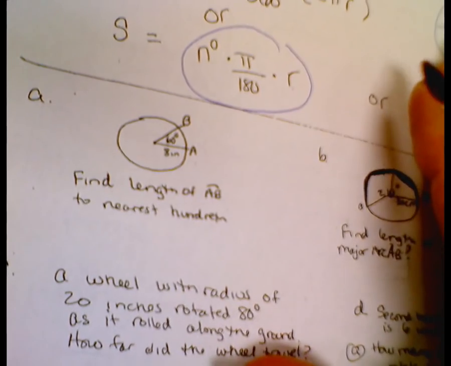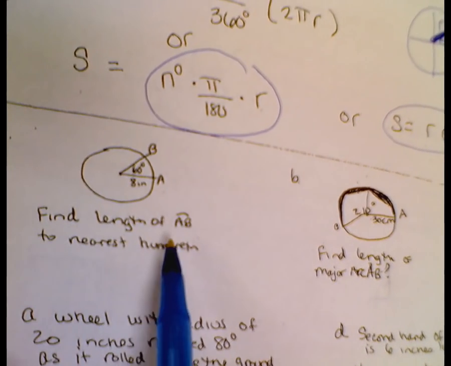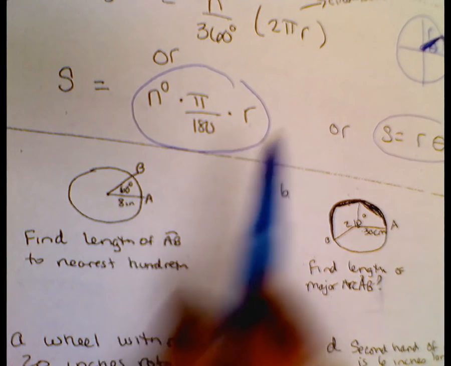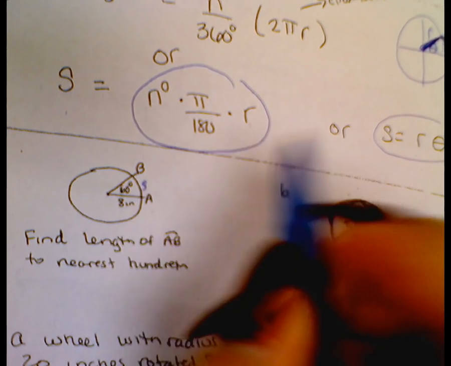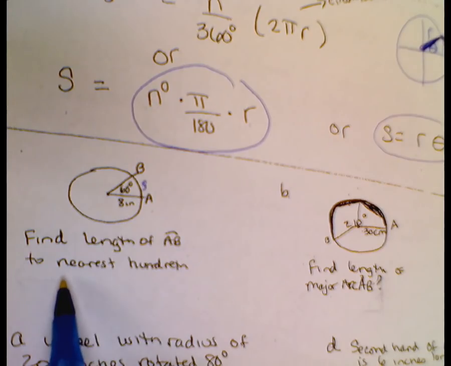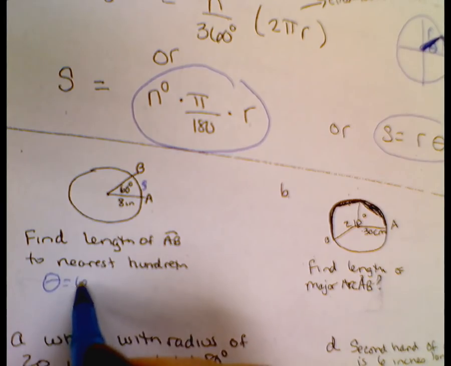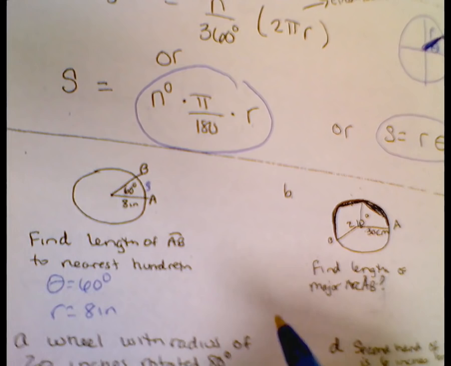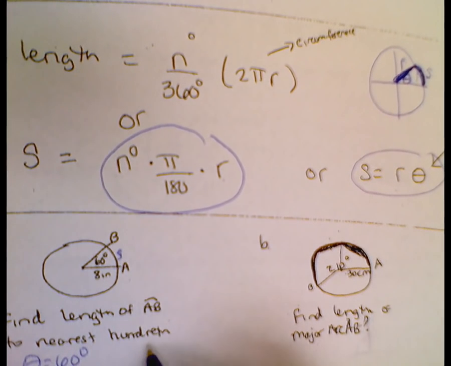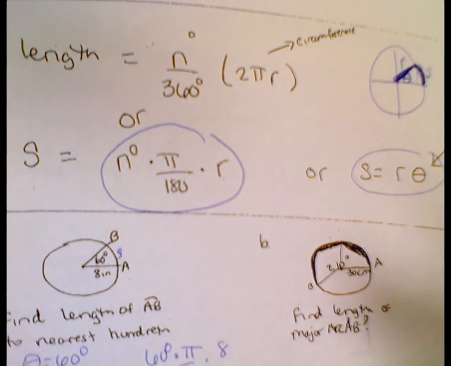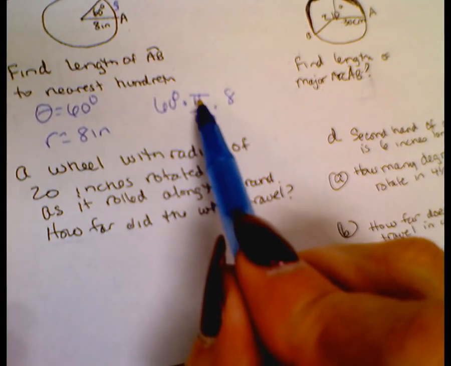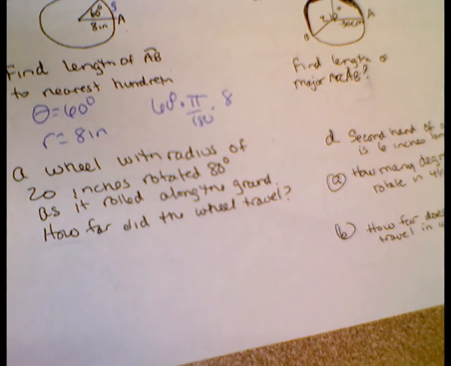So let's look at this problem. Find the length of AB. AB is your arc length, to the nearest hundredth. Your angle is 60 degrees, and your radius is 8 inches. So we'll use this formula right here: 60 degrees times pi over 180 times r, so 60 times pi over 180 times 8.